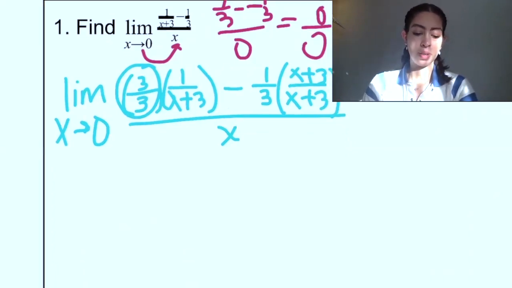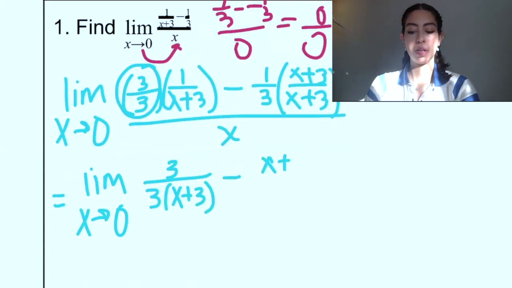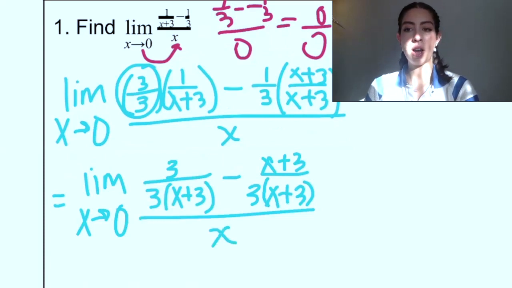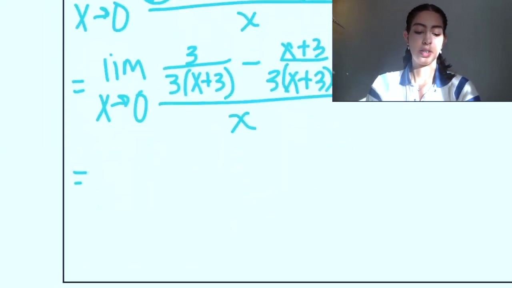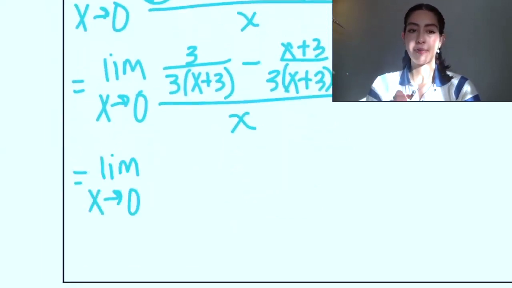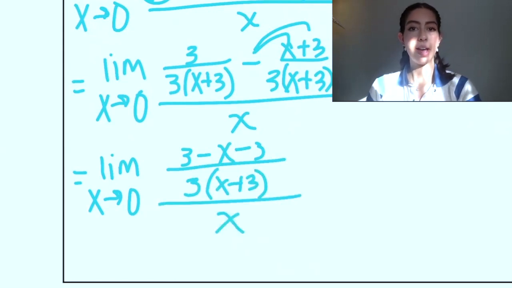The top part will become the limit as x approaches 0 of 3 over 3 times x plus 3 minus x plus 3 over 3 times x plus 3. So we can see there the common denominator, and now we can subtract those together. Notice I have my limit notation still. That's going to be 3 minus x minus 3, because this minus has to distribute. And we've got 3 times x plus 3, all divided by x.